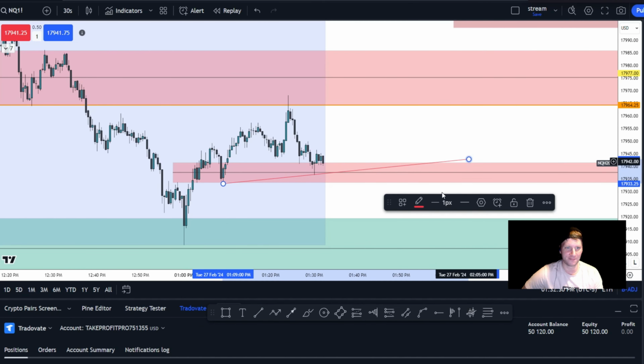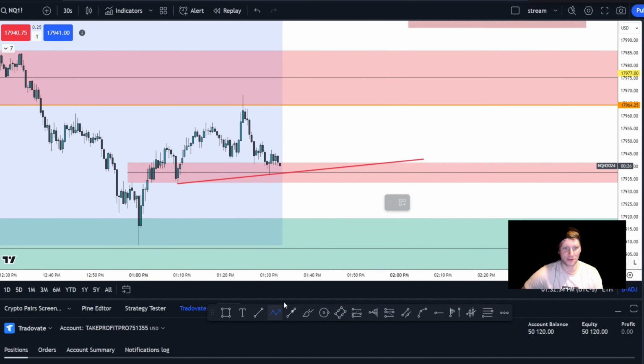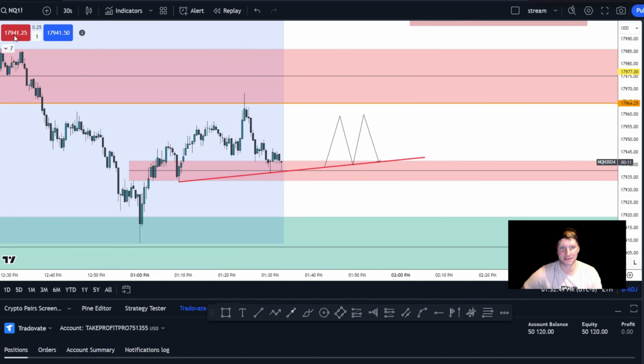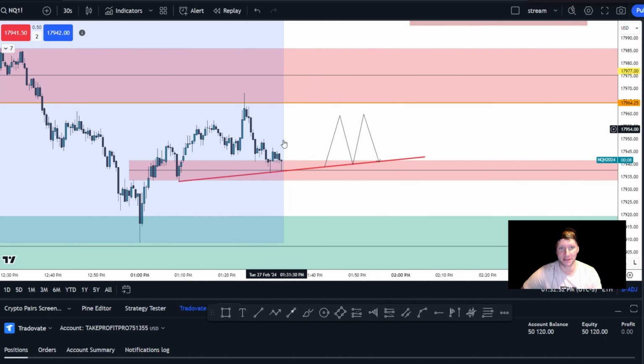So we're going to put a line from there to there. Then we're looking for a pattern that comes up, comes back down, comes up again, comes back down. I mean, 3 lows that are within this line here. And then this is an explosive move that should happen out of here.